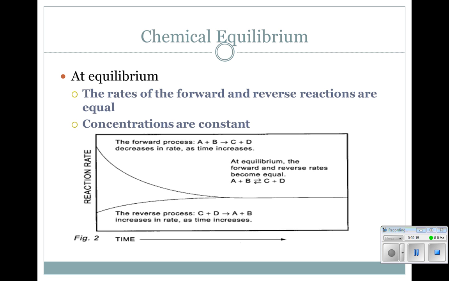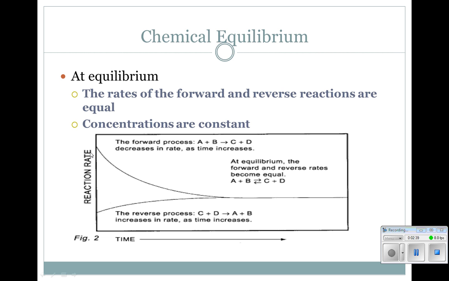It does not mean that the amount of reactant and product you have is the same as each other. You can have a lot more product than reactant at equilibrium or vice versa. Now, it could be equal, but it does not have to be. So we remember concentrations are constant, and one way we can remember that is the C's. Concentrations constant, rates are equal. And you can see that based on this graph here.